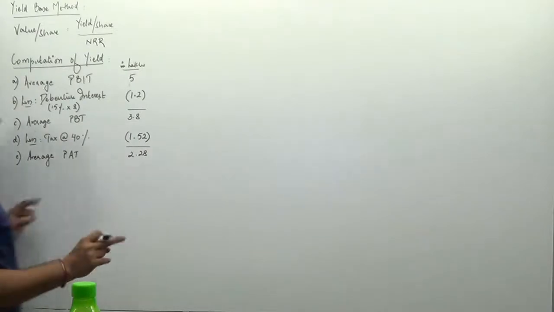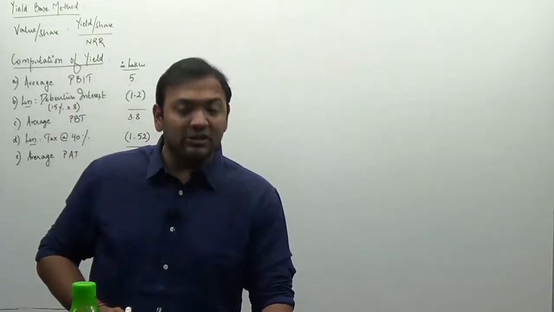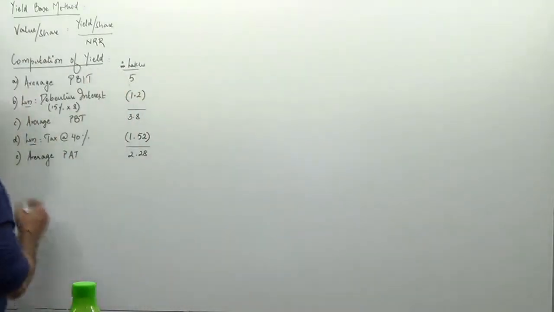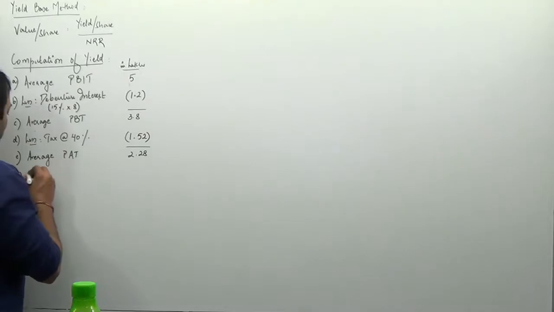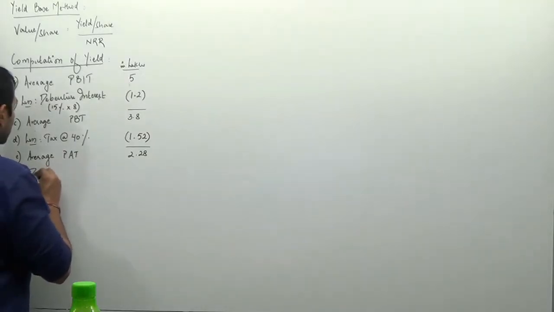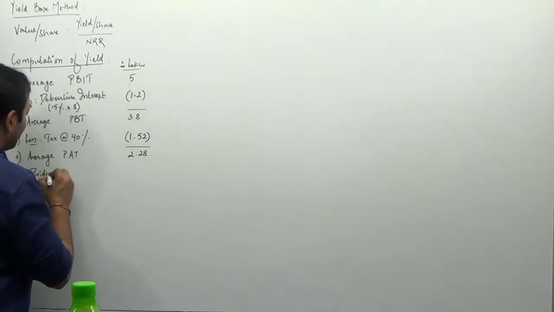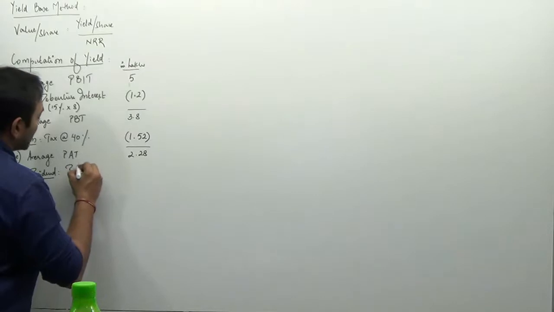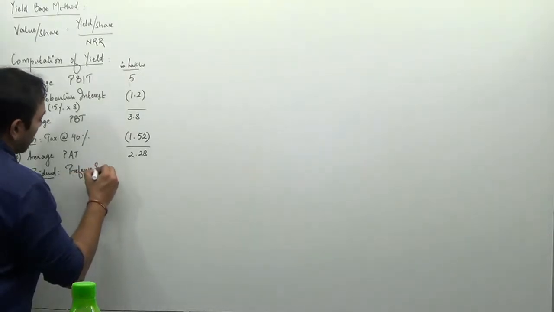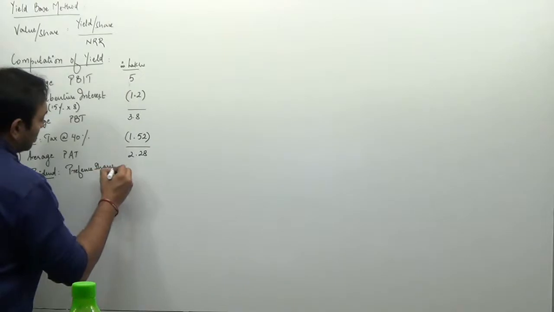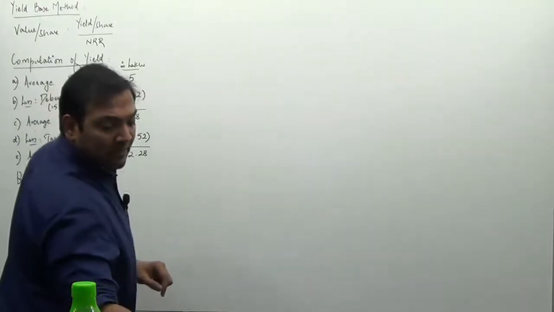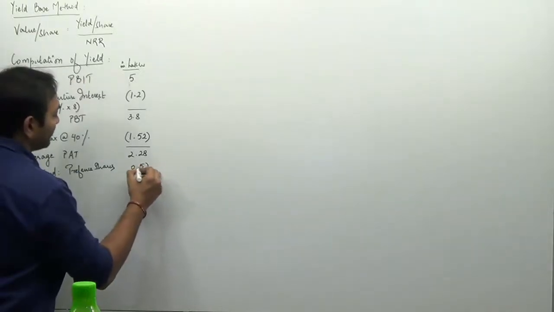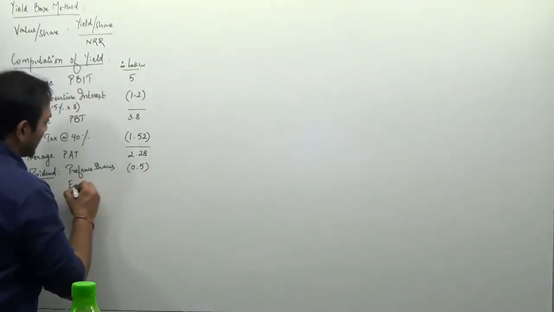From the profit after tax, the first deduction should be for preference dividend. Because first I'll pay preference shares, then I'll pay equity shares. Dividend on preference shares first. Calculate: preference shares are 10% preference shares, 5 lakhs, 0.5. Equity shares.